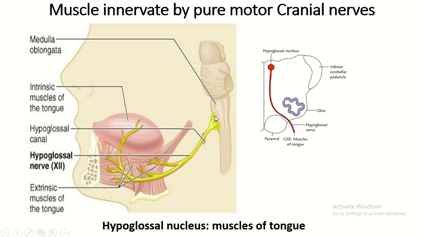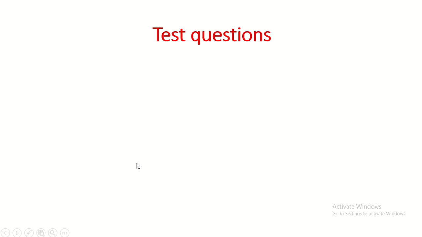This is the medulla oblongata, the space between the pyramid and olive. This is the pyramid and this is the olive. In between the pyramid and olive, the hypoglossal nerve exits from the hypoglossal nucleus, and it supplies all muscles of the tongue except palatoglossus.